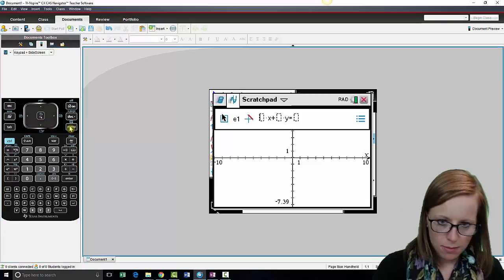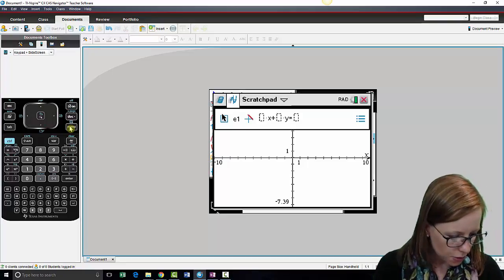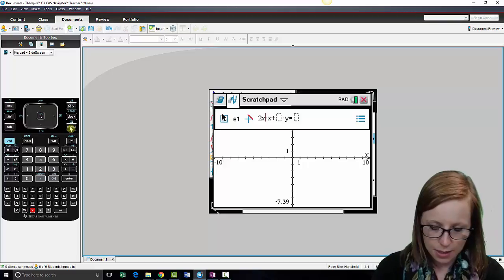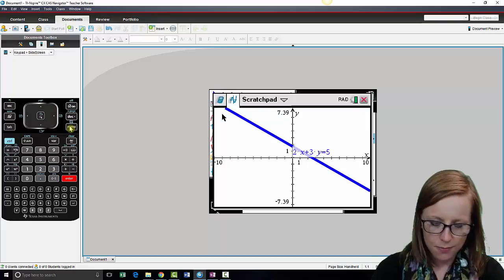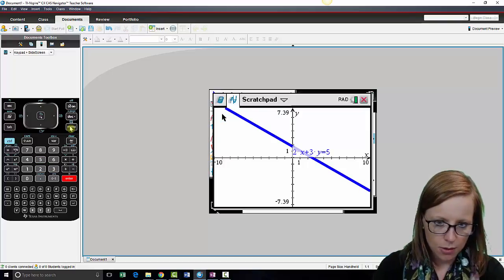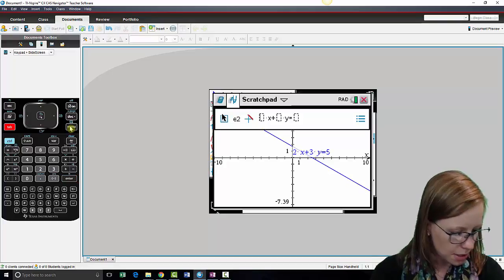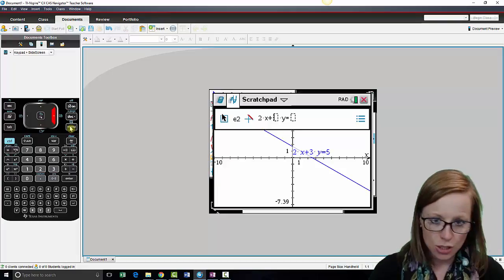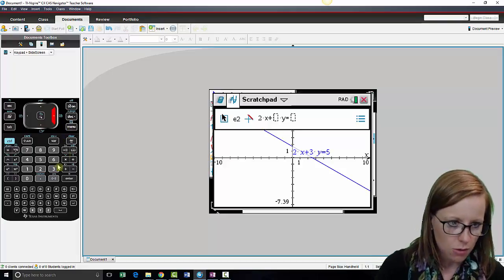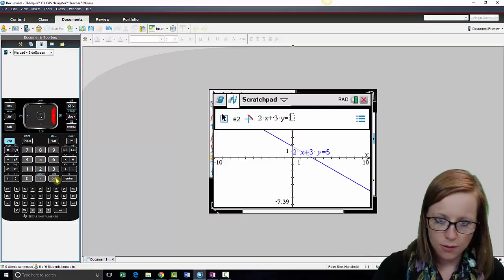So all of my choices here, and the first one isn't that way, but 2x plus 3y equals 5. I'm going to graph that. And I'm also going to graph choice 2. 2x, and if it's minus 3y, you do a negative. So negative 3 equals 5.